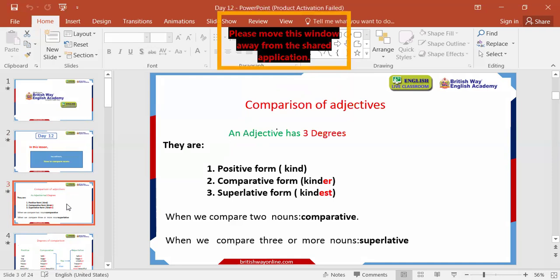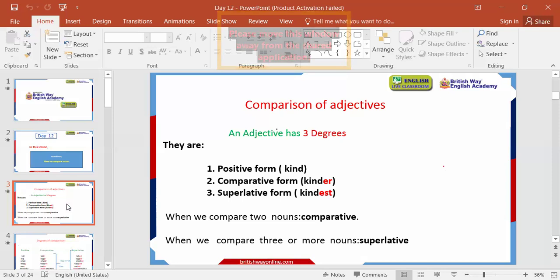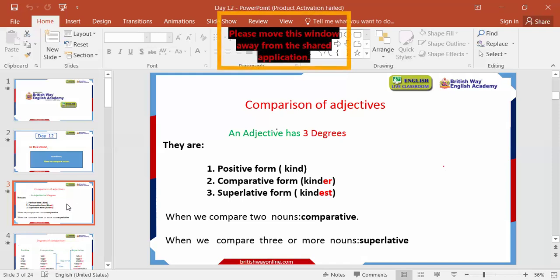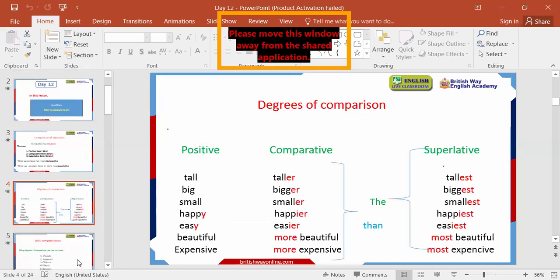An adjective has 3 degrees: the positive form, comparative form, and superlative form. There are 3 degrees of the adjectives, right? So when we compare 2 nouns, we can use the comparative form. And when we compare more nouns, we can use the superlative form. Okay? So we'll see how to make the comparative and superlative form first.